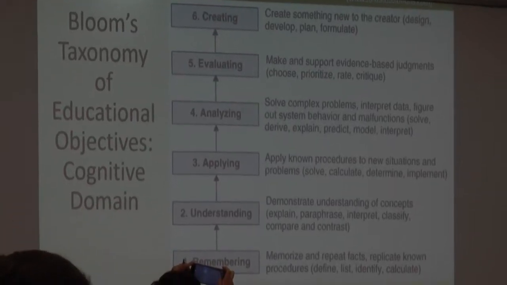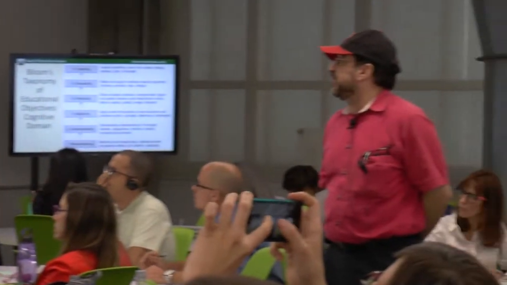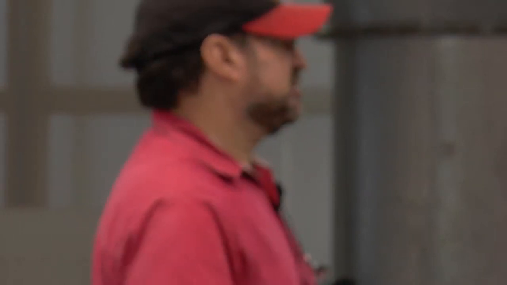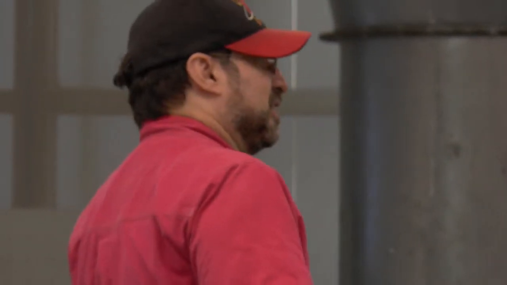Derive, explain, predict, model, interpret, choose, prioritize, weight, critique, design, develop, plan, formulate. All good words in writing our competencies. And the upper levels have another word that we often use and often have a hard time getting our students to achieve. This is often what we mean by those three upper levels, by critical thinking. And in teaching critical thinking skills, we're teaching students to do these things.